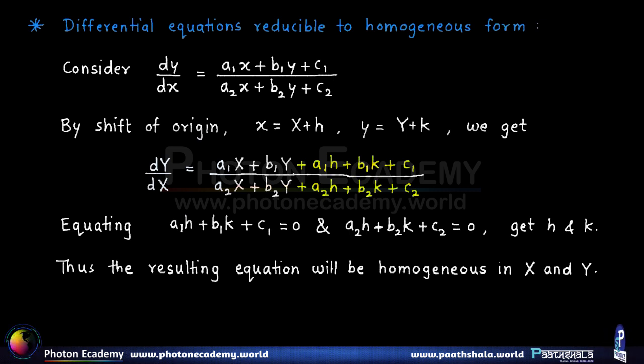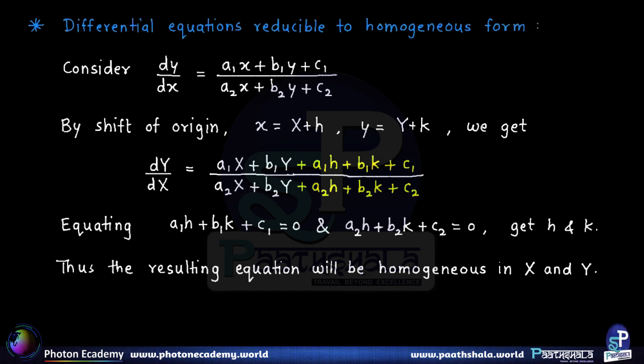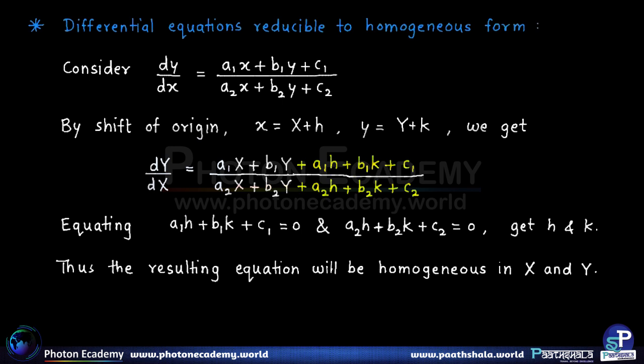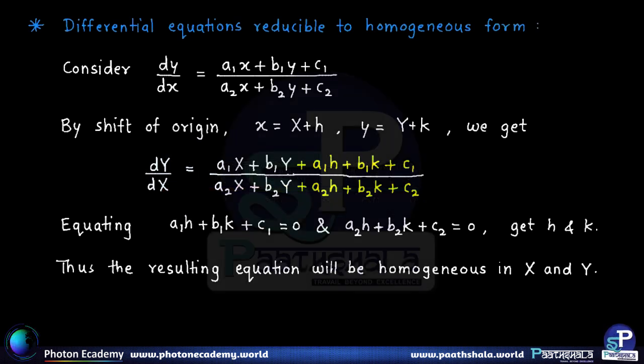Now here if we see, the given equation is not a homogeneous equation because the degrees of all the terms are not the same. So this can be converted into homogeneous form by a suitable shift of origin. Therefore we must replace x with capital X plus h and y with capital Y plus k. On doing that, we will get a new equation in which we will have dY upon dX given by the expression as shown here.